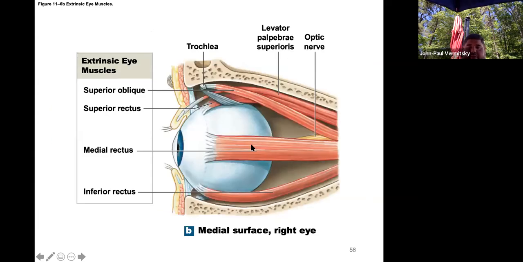This is looking at the medial rectus. So this is actually now cut. This is a medial view. Okay, so they essentially cut straight down, exposing this. All right, so you're not looking at the side, you're actually looking at the medial view. The nose would be the next structure outward here.